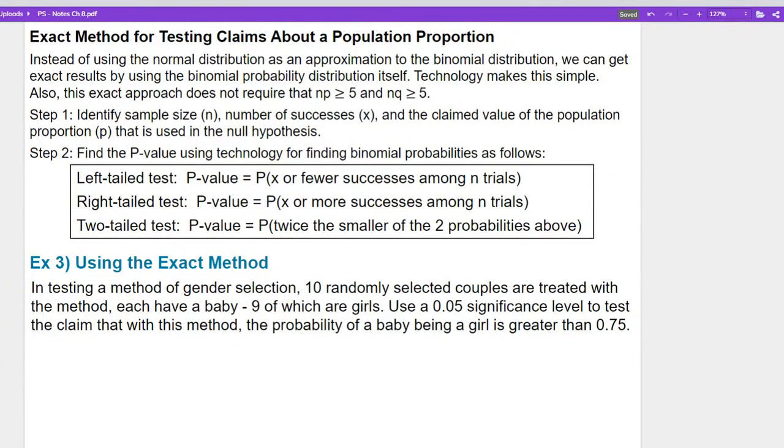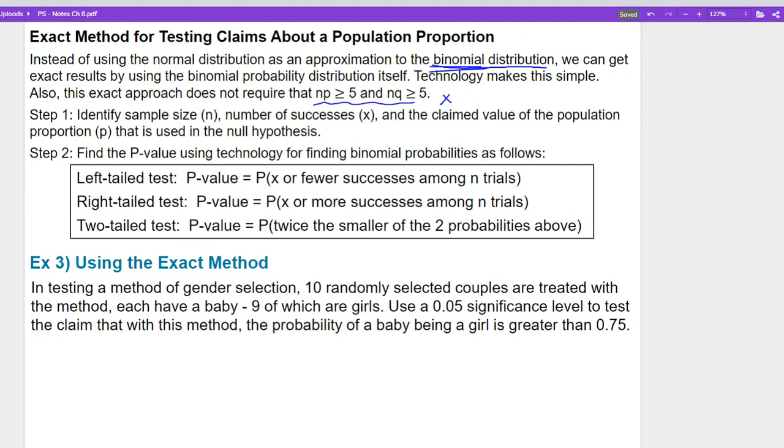The exact method for testing claims about a population proportion: instead of using an approximation, we're going to use the binomial distribution itself. We can find these exact results using that binomial distribution. Now, in this method, we still have a couple of the requirements. It has to be a random sample and it has to be binomial, of course, if we use a binomial distribution, but we don't need these two anymore. And so maybe that makes it easier, maybe that makes it harder, I don't know.